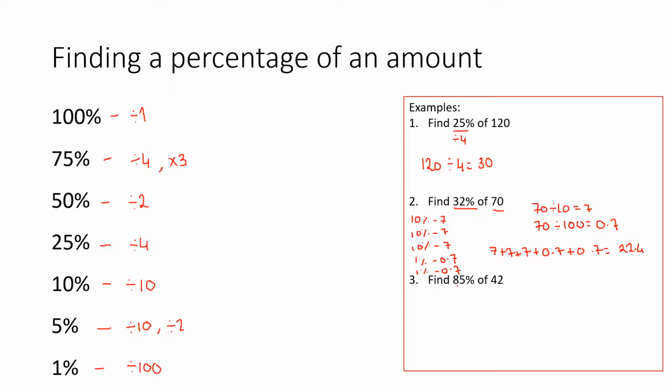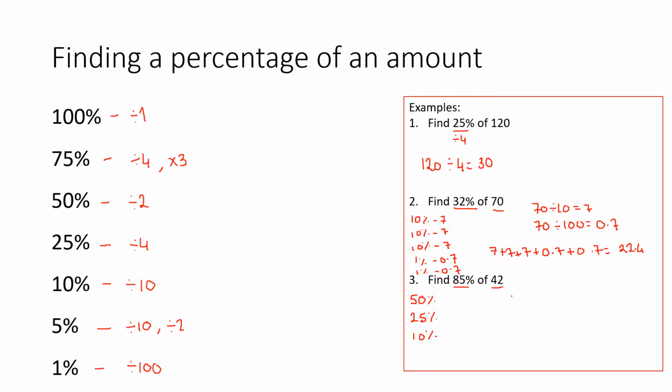So 85%, we can split that into 50%, 25%, and 10%. Because if we add these 3 together, we end up with 85%. There are different ways you can do it. Whichever one you find comes to you first, I would always stick with that. But I'm going to split it into these. So 50%, 25%, and 10%.